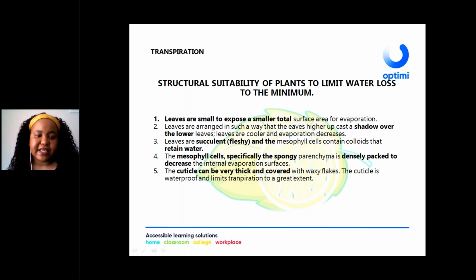Again, leaves are succulent, and the mesophyll cells contain colloids that retain the water. The mesophyll cells are also densely packed to decrease the internal evaporation surfaces.